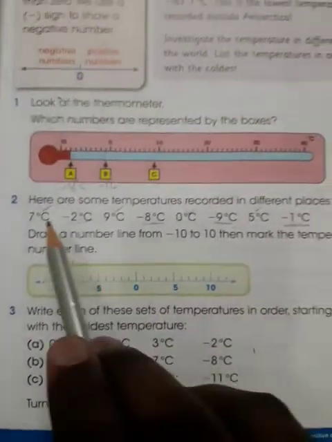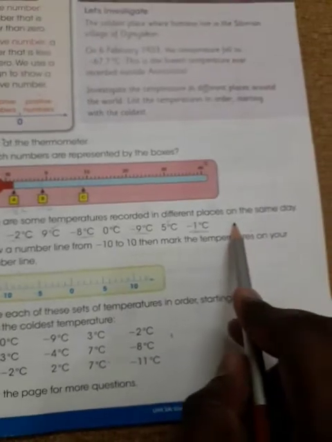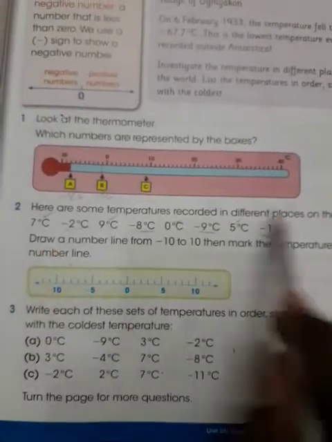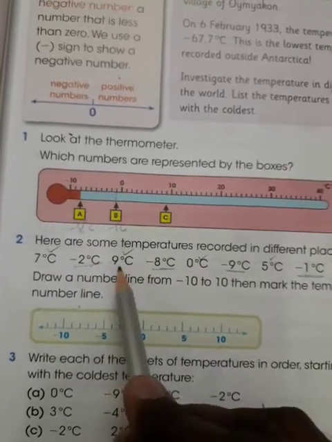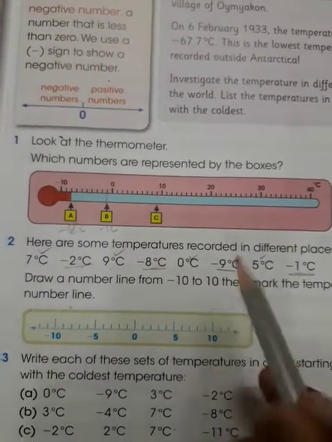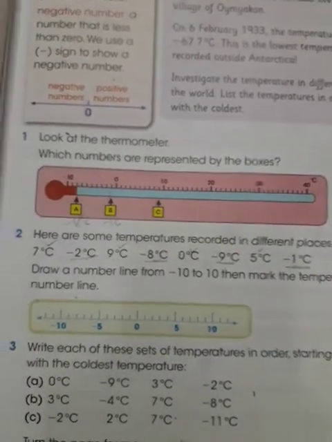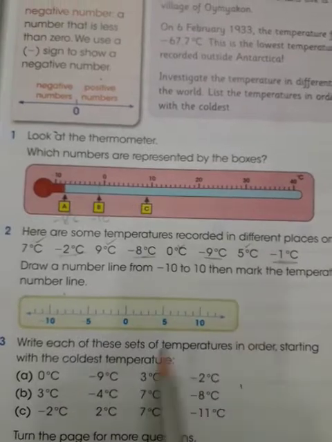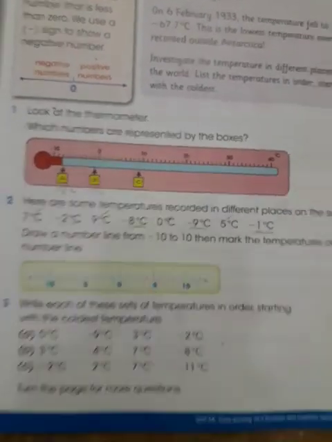Now look at here. Here are some temperatures recorded in different places on the same day. That means different temperatures: 7 degrees Celsius, -2 degrees Celsius, 9 degrees Celsius, -8 degrees Celsius, 0 degrees Celsius, -9 degrees Celsius, 5 degrees Celsius and -1 degree Celsius. So this is the number line. Now you have to check where 7 degrees Celsius is in the number line.